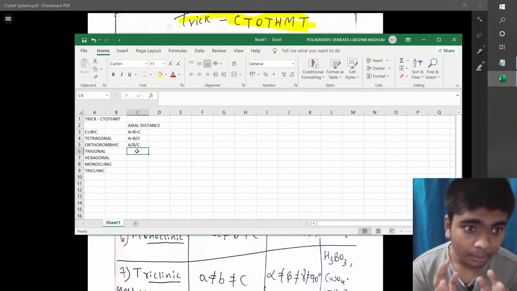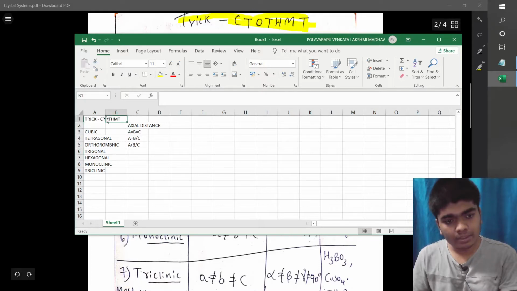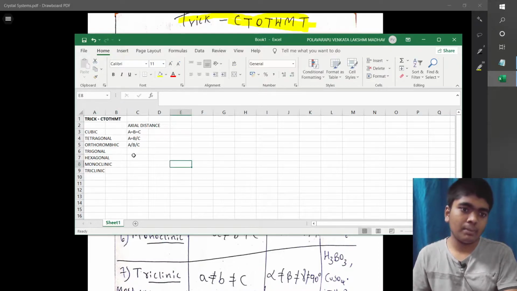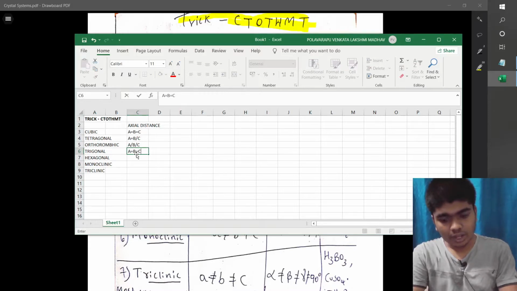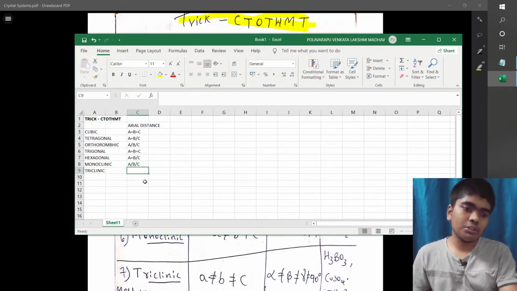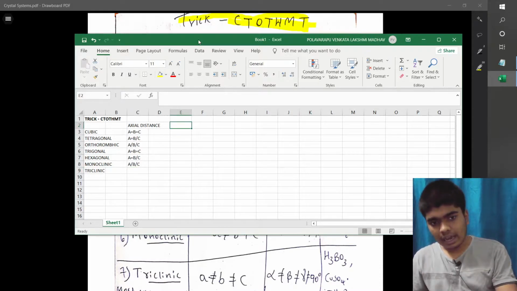Guys, remember one thing: this table is possible only if you remember this one trick. If you are unable to remember it, it is impossible to draw the table exactly like this. So A equal to B equal to C, then A equal to B not equal to C, and then A not equal to B not equal to C. We will discuss triclinic later, and by the end of this video you will get clarity about that.